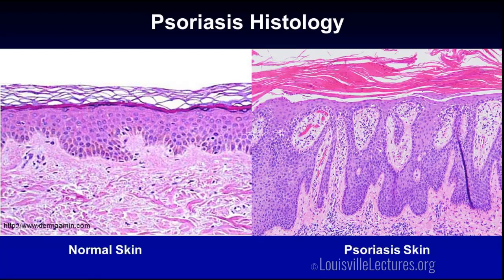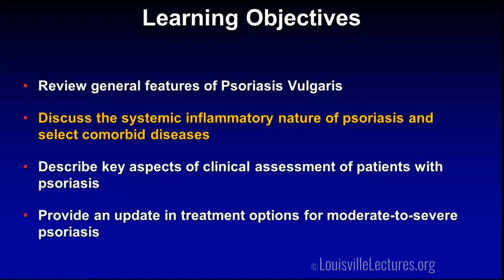We've learned over the years that it is this inflammatory infiltrate that is really driving all those other changes in the skin. And over the past several decades, we have come to realize that that inflammation is not confined to the skin, but can be throughout a patient's body. That psoriasis is a systemic inflammatory disease.